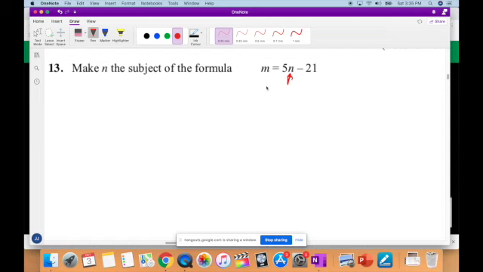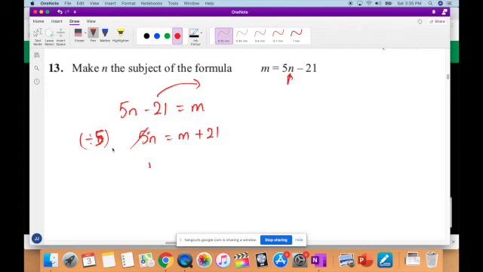Make N the subject of the formula. Well, 5N minus 21 is equal to M. So I could get rid of this 21 first, fling it across. 5N is equal to M plus 21. And then this is 5 multiplied by N. So I'm going to have to divide by 5 to get rid of the 5. So now I'll have N is equal to M plus 21, and all of this needs to be divided by 5. Alright, remember you have to divide by 5 on both sides.